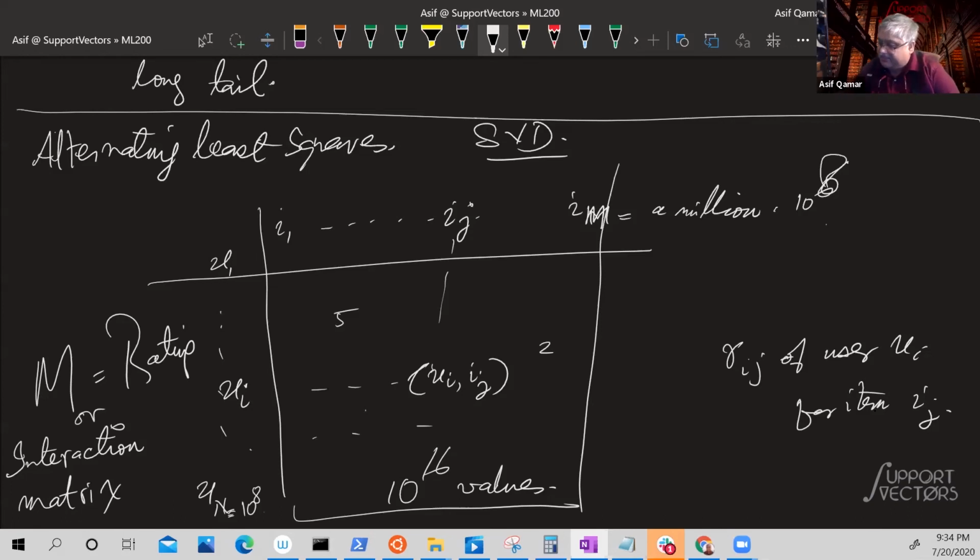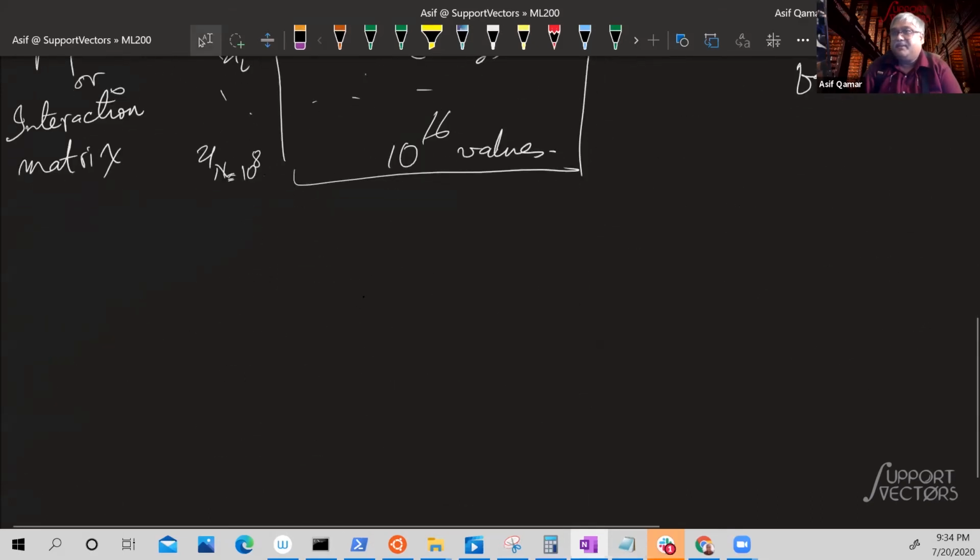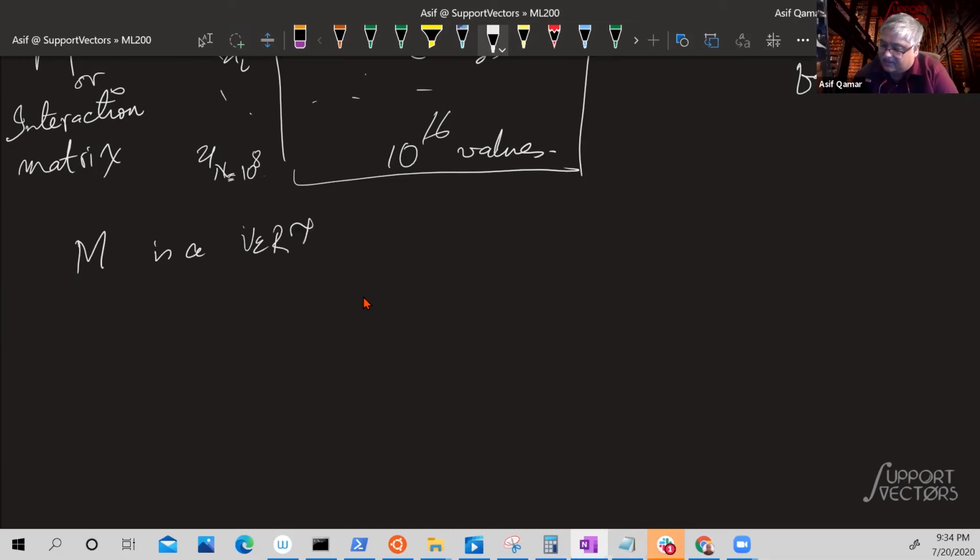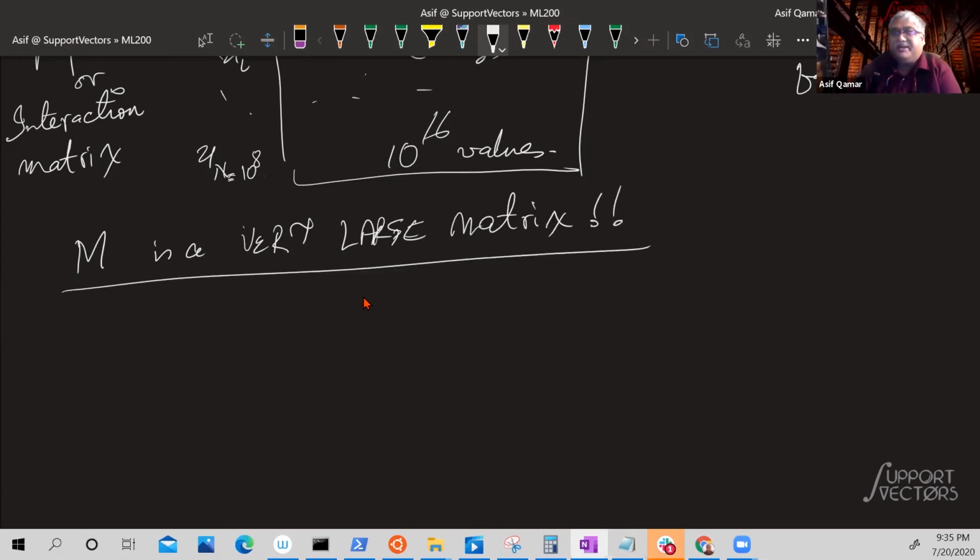But let me just make the problem simpler for the time being. Let me just say that there are 1 million items and there are 100 million users, just to simplify this. So we agree that the rating matrix M is a very large matrix, would you agree to that? It's a very large matrix.